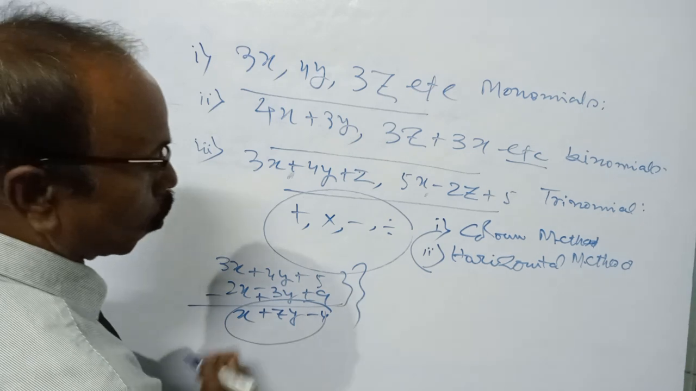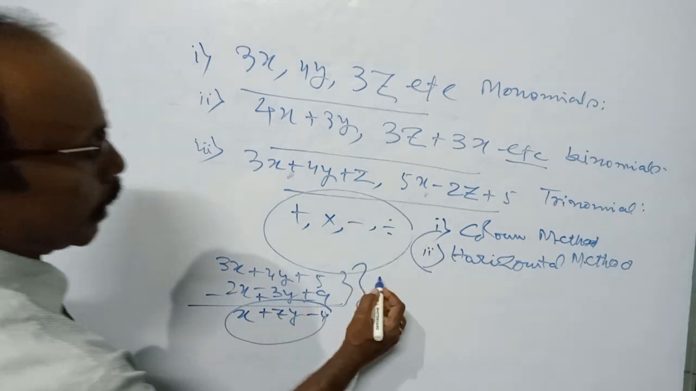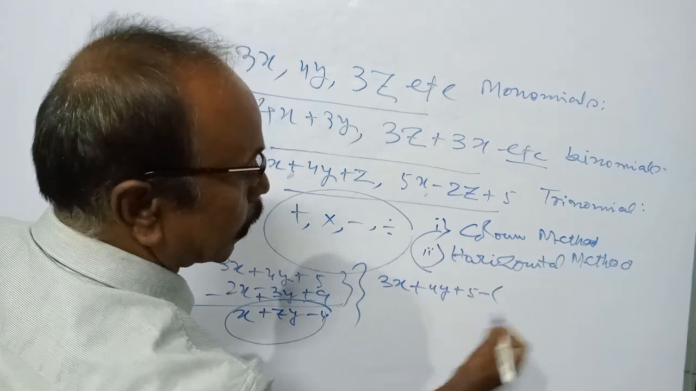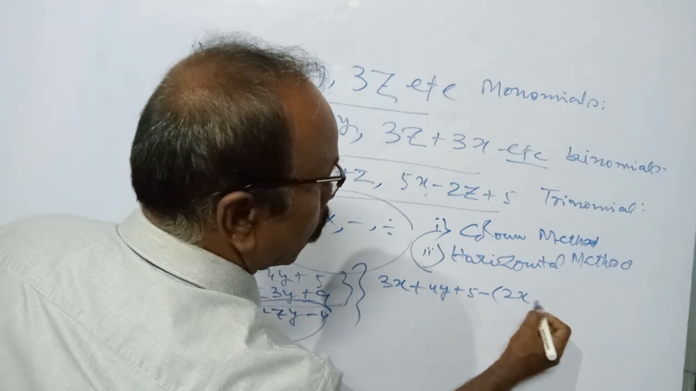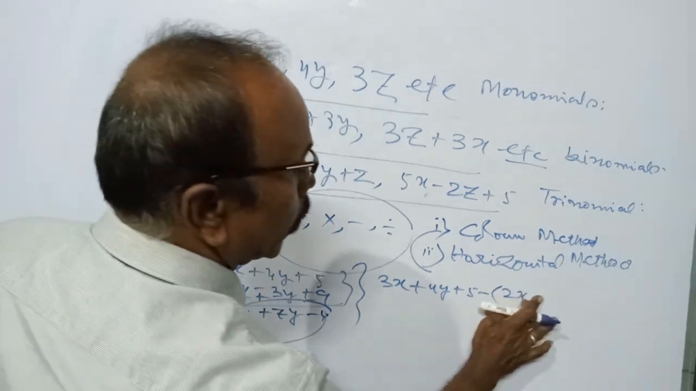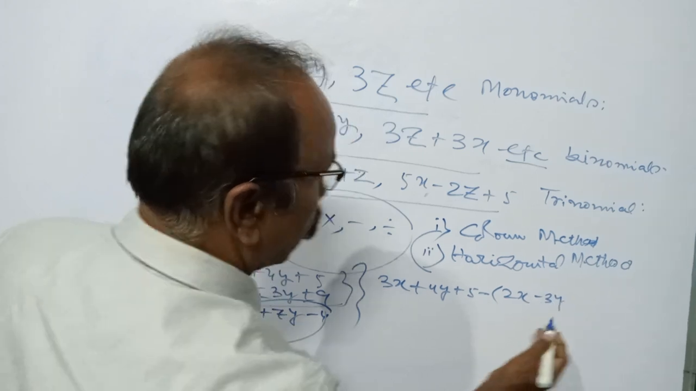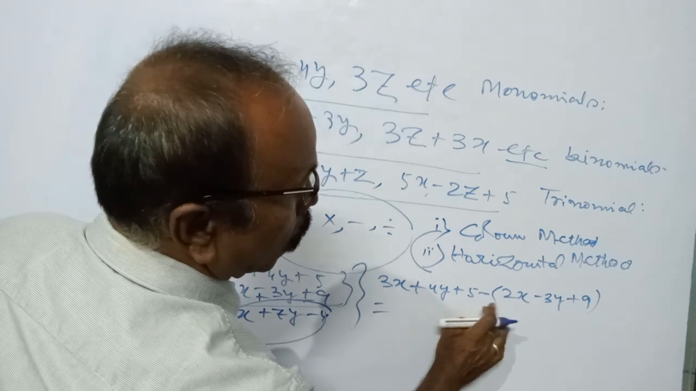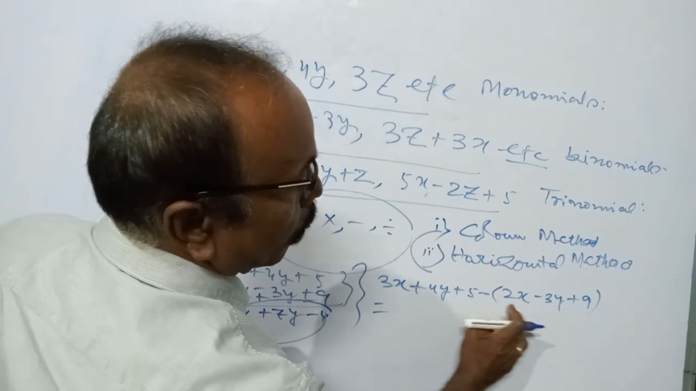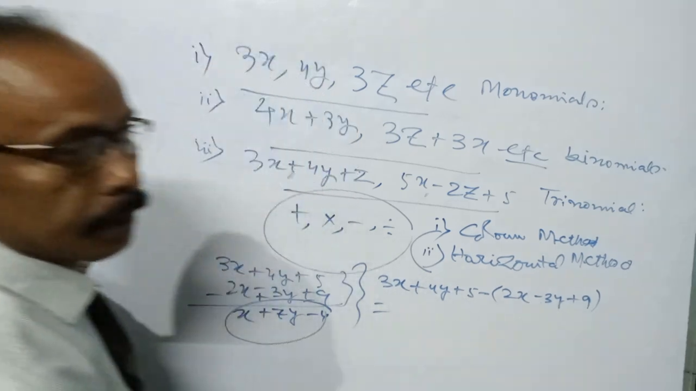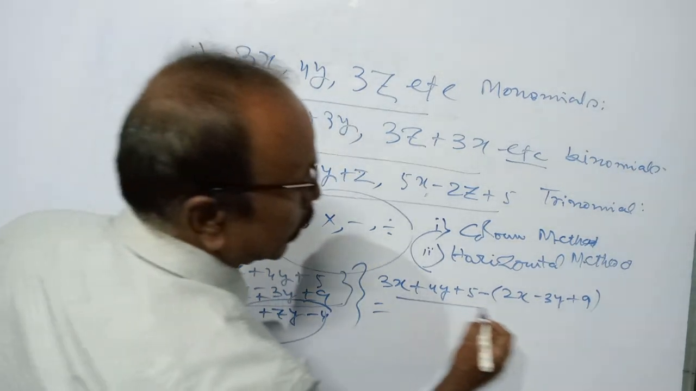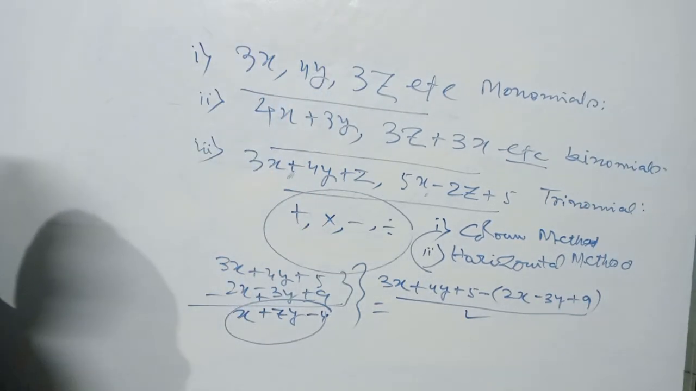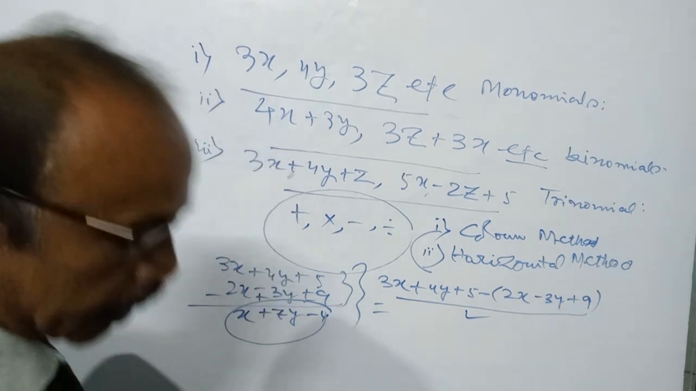But whenever we follow the horizontal method, you see 3x plus 4y plus 5 minus bracket 2x minus 3y plus 9. Am I clear? Whenever we do the subtraction, the minus will be multiplied by the bracket symbols. Am I clear? The result will be the same as the column method, same as the horizontal method. Am I clear?